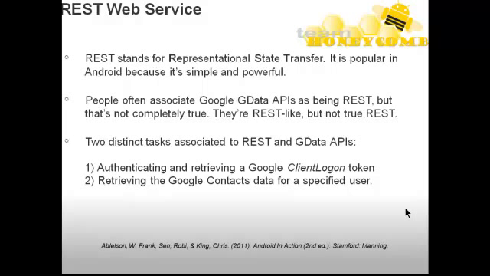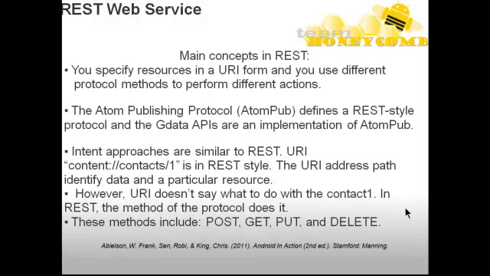There are two distinct tasks associated to REST and GData APIs. One is authenticating and retrieving a Google Client login token, and the other is retrieving the Google context data for a specified user. And if we're going to say how it is used, that's really related to the overall concept of this web service.